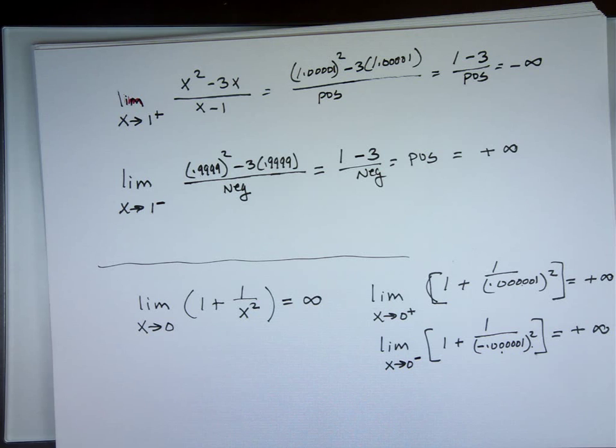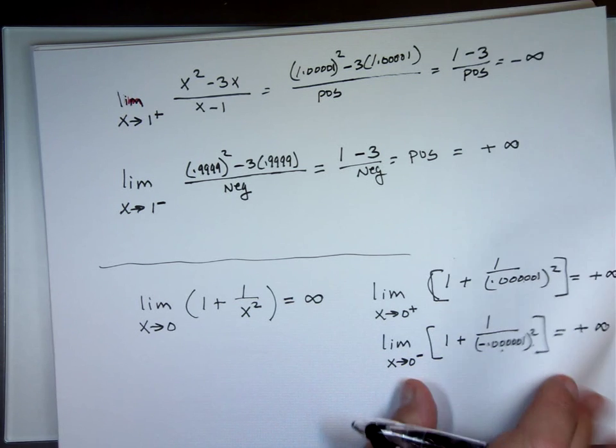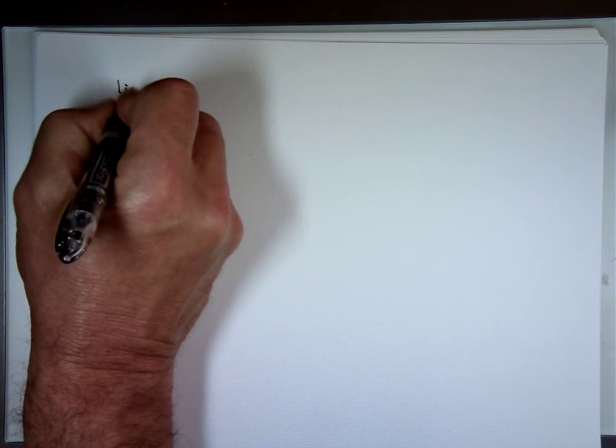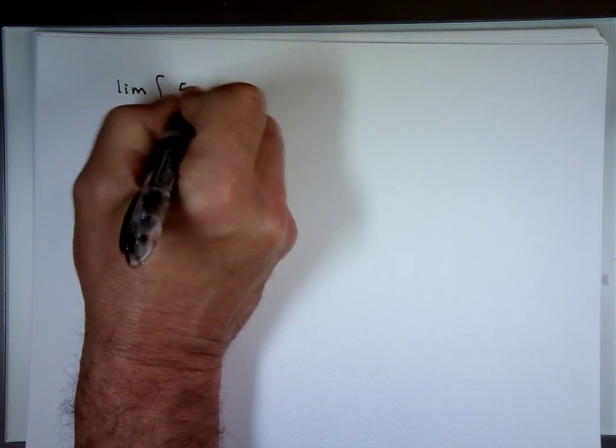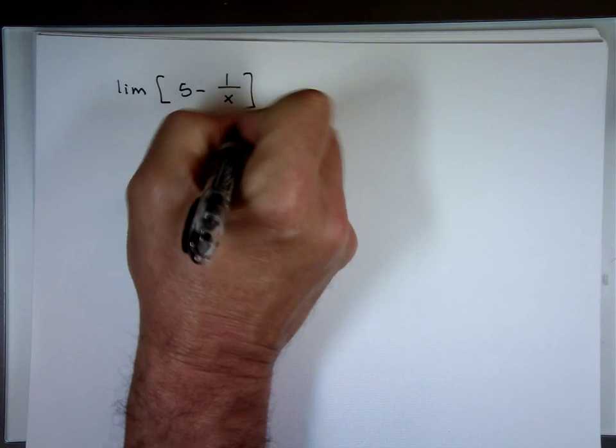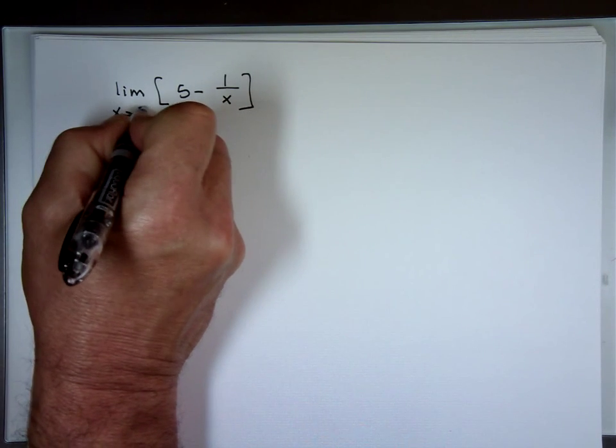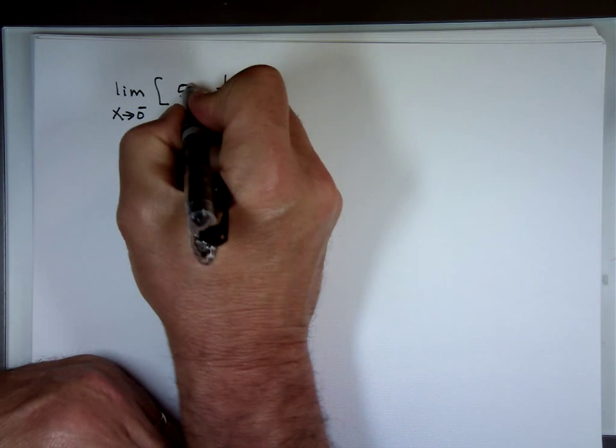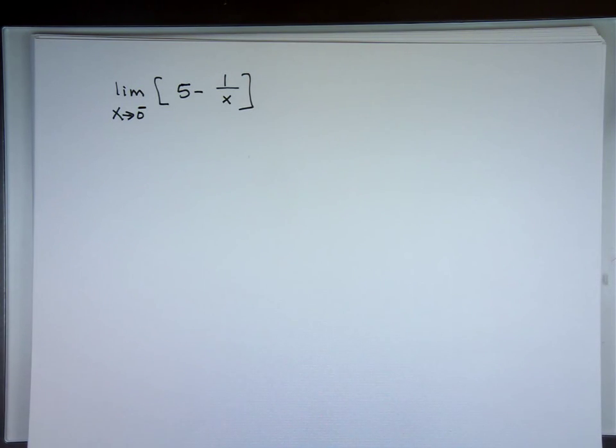Maybe I can do one more, if I can find one more. Let's see. Find the limit: 5 minus 1 over x, I'm just making that up, as x approaches 0 from the negative side. I didn't say a plus side. I didn't say just 0. I was specific from the minus side. And if I do the plus side, I'll ask you for both, actually.